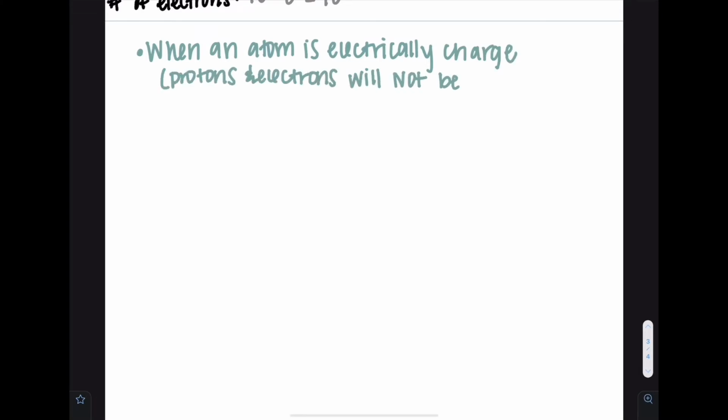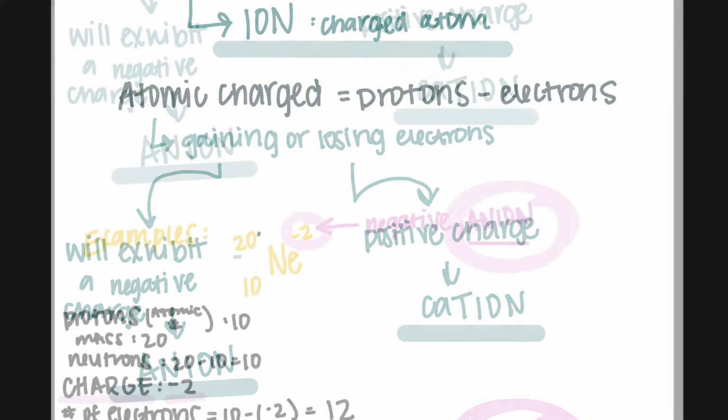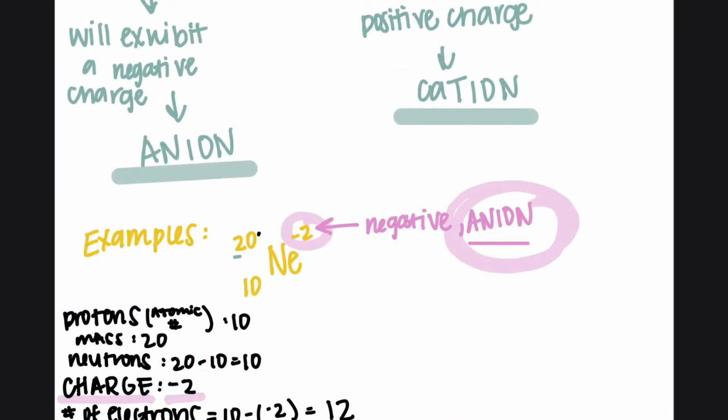Like I said, an atom would only have a different amount of electrons if it is electrically charged, so that means the protons and electrons will not be equal. That will be named an ion. Like I said before, to find the atomic charge, you can just subtract the number of electrons from the number of protons. That means it's either gaining or losing electrons. If the charge is negative, it is an anion, and if it is positive, it is a cation. Now we're going to review some examples of those.